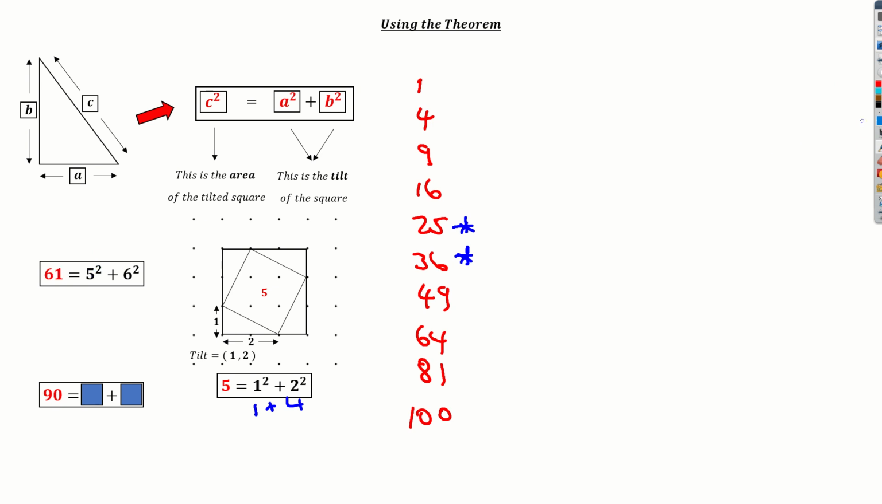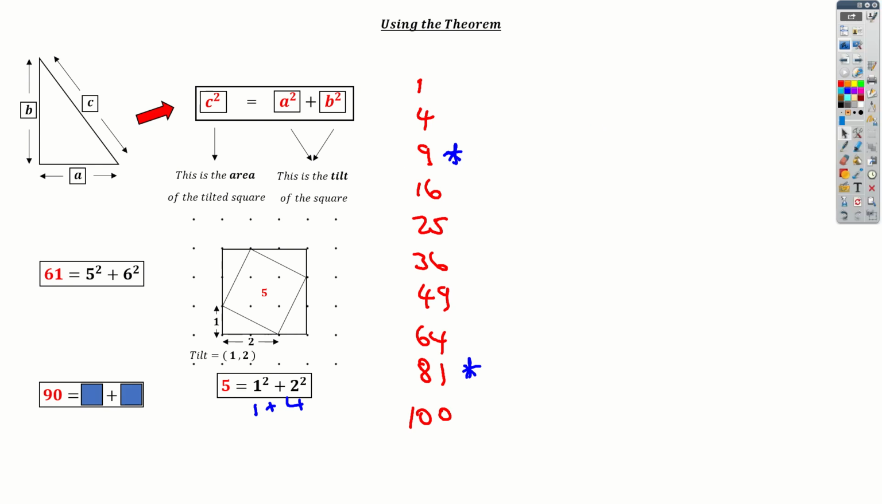Second example, can you make 90? Can you find two of these that add up to 90? I'll give you a second to have a look at that. Looking at it, I can spot 9 added with 81. That makes 90. If you write it properly, it's going to be 3 squared, that makes the 9, and 9 squared, that makes the 81. So 90 is possible because it's 3 squared plus 9 squared.